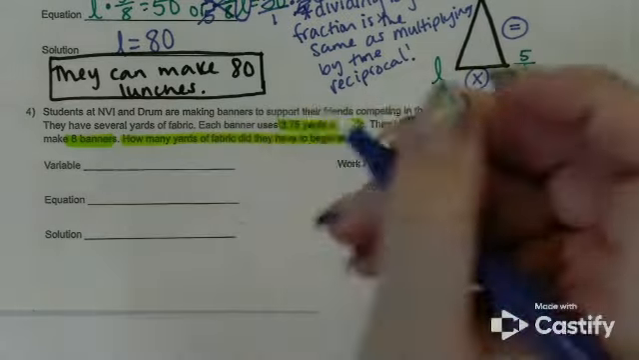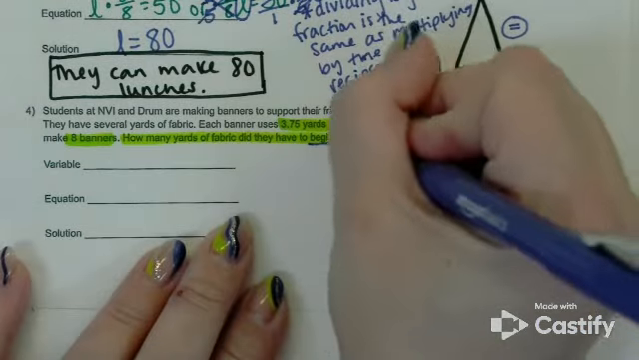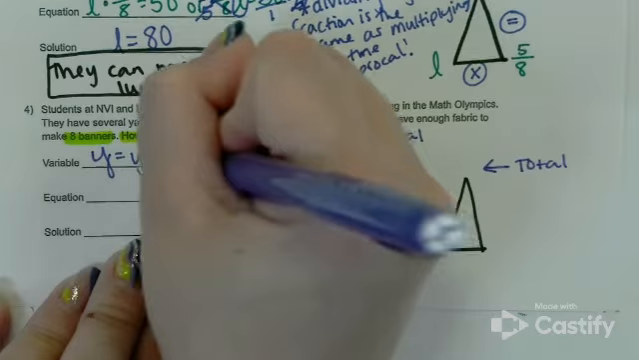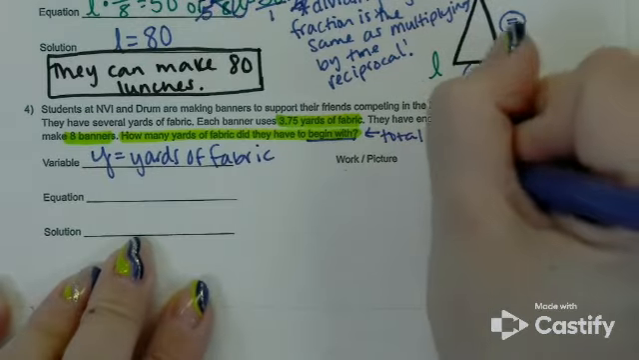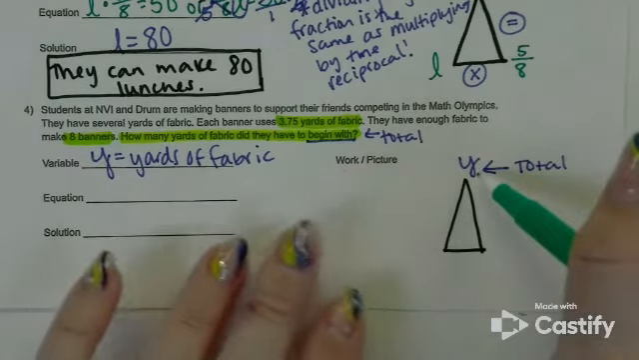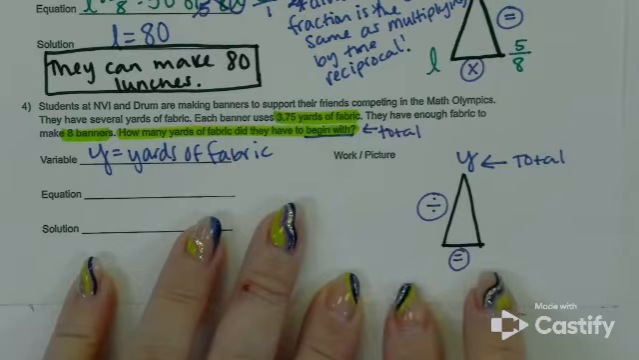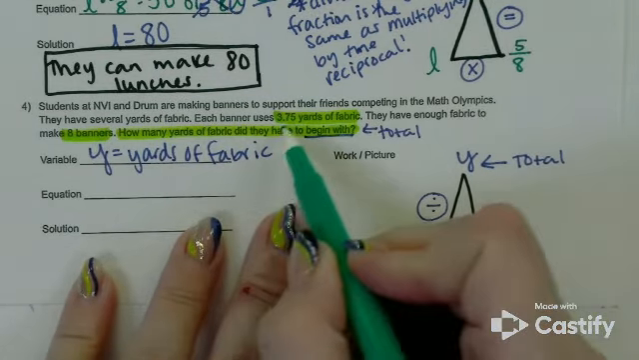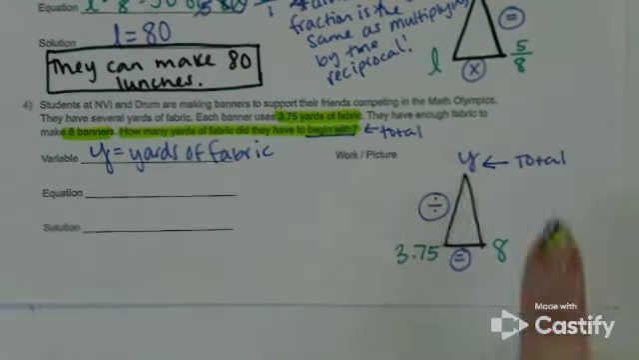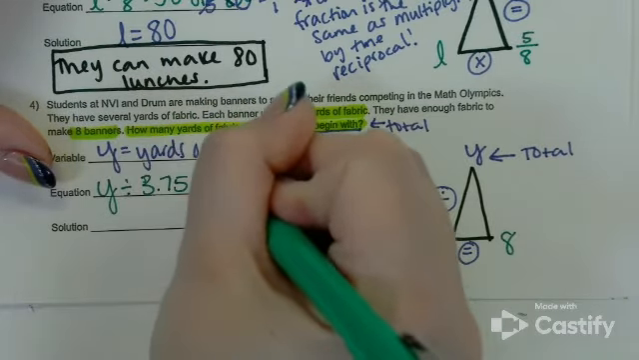If I don't know what they have to begin with, do I have my total? No, that will be my total. So what I don't know is how many yards of fabric they have. That is my variable. What I do know is that if I don't know my total, I'm going to be dividing. And now all I have to do is fill in the other numbers they gave me. Well, 3.75 and 8. So my equation is y divided by 3.75 equals 8.